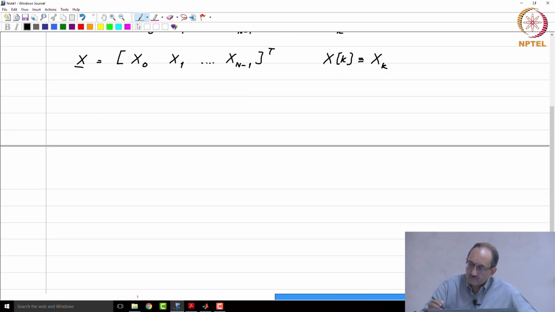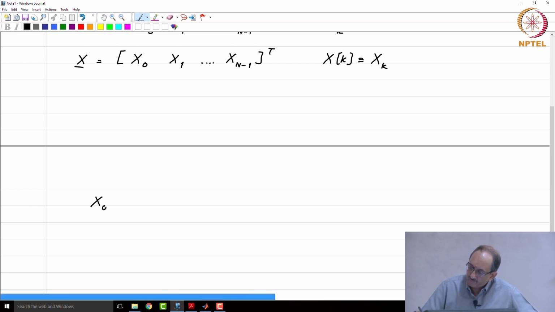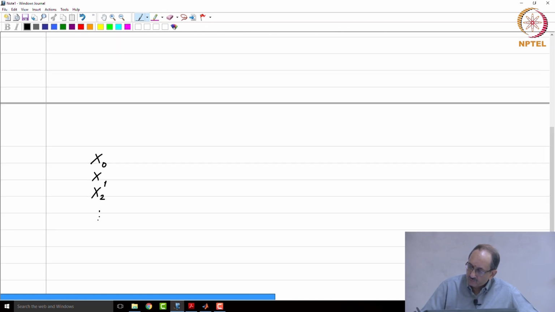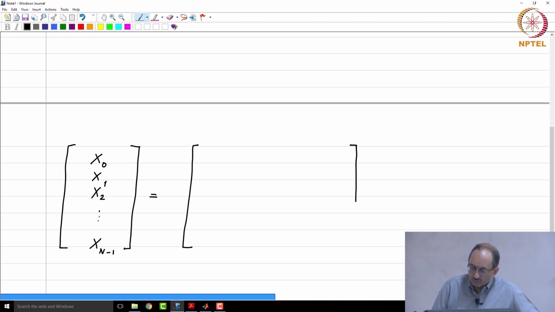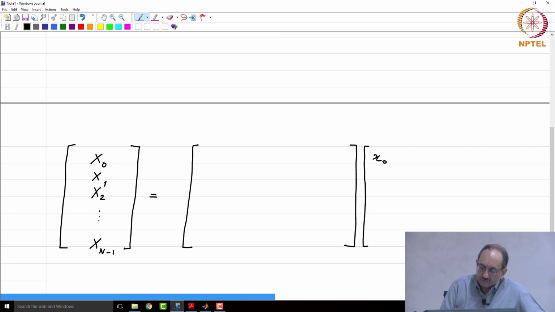So, hence we have X of 0, X of 1, X of 2 up to X of N minus 1. So, these are the DFT coefficients. For each value of k, you have an inner product. One of the vectors is fixed, and that is little x, and that is given by x0, x1, x2 up to x cap N minus 1.